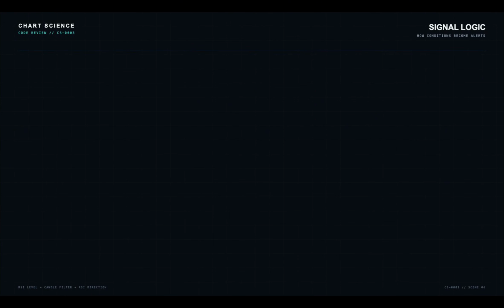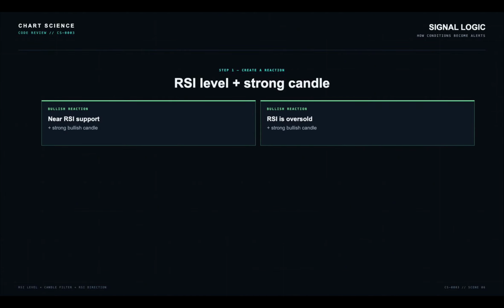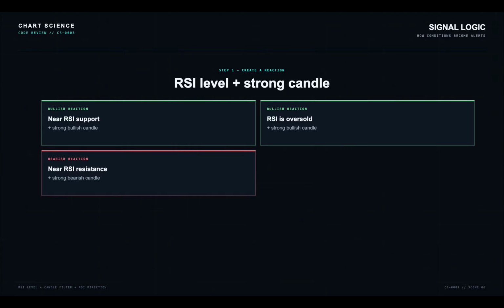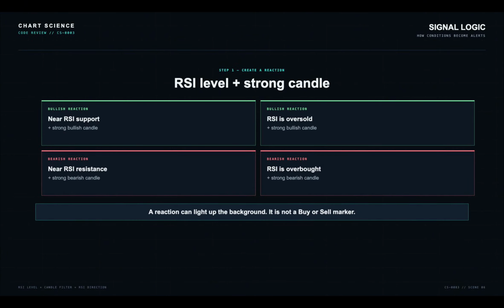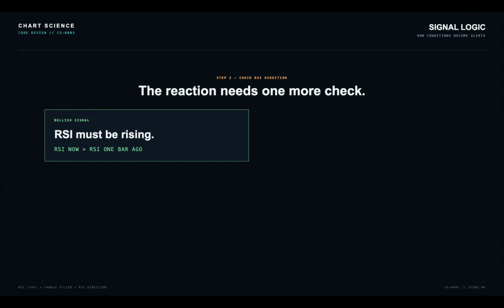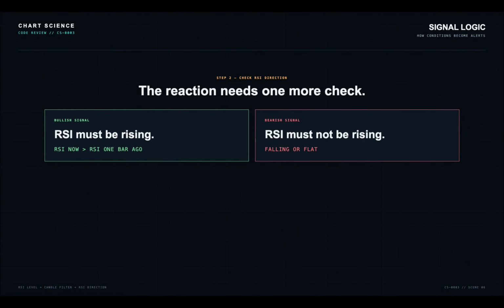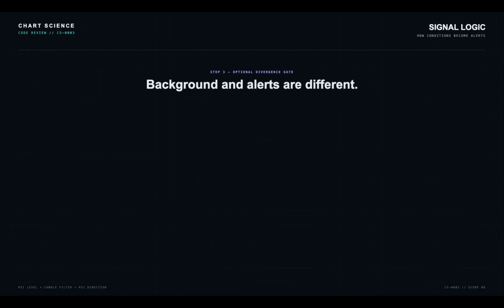The script now combines the 2 parts. Near support plus a strong bullish candle creates a support reaction. RSI in the oversold area plus a strong bullish candle creates an oversold reaction. The bearish reactions use the same idea, near resistance and overbought. For a bullish signal, the script also wants RSI to be rising. For a bearish signal, RSI only needs to be not rising. This means the script is not buying simply because RSI is low. It waits for a strong candle and a matching RSI direction.